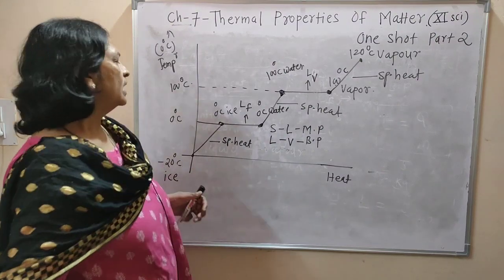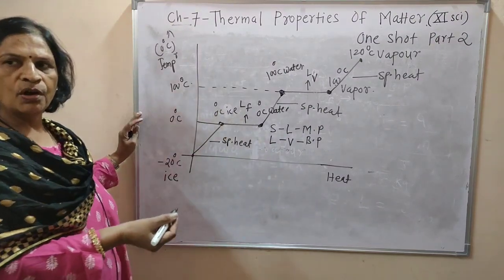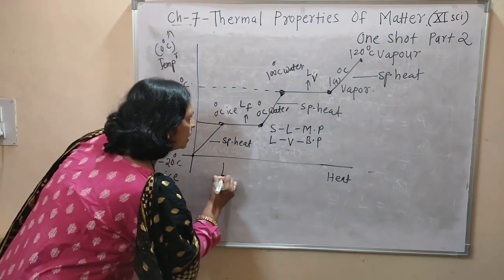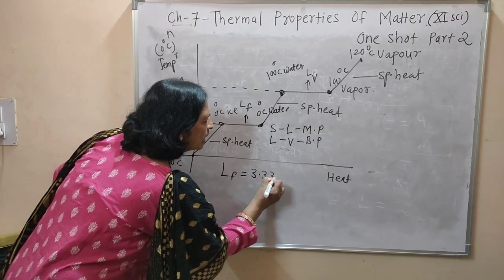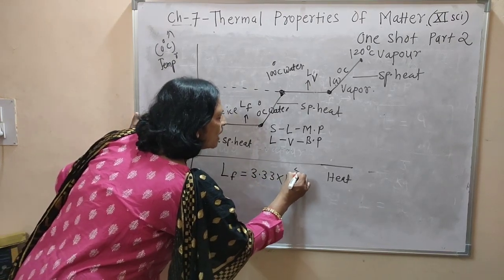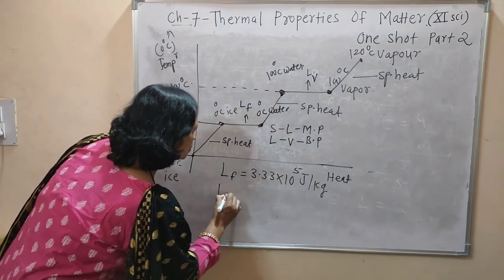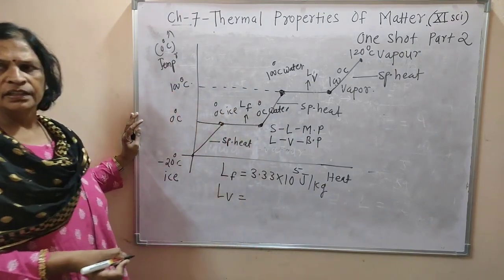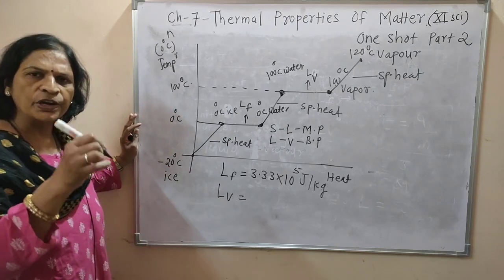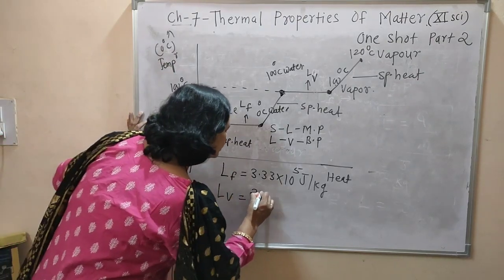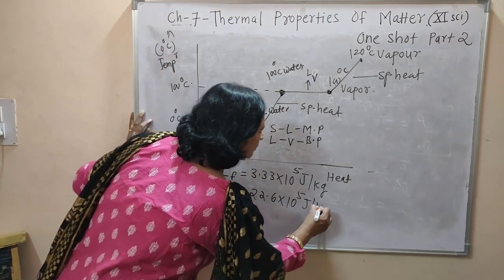Okay. Now what is the latent heat of fusion for water? The latent heat of fusion for water is 3.33 into 10 raised to 5 joule per kilogram, and the latent heat of vaporization for water is 22.6 into 10 raised to 5 joule per kilogram.